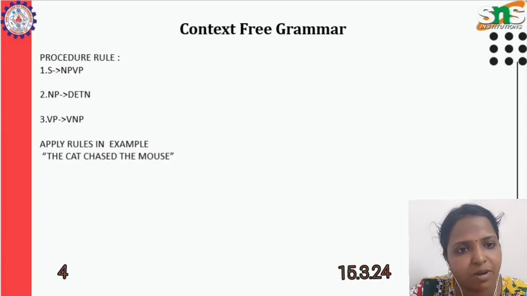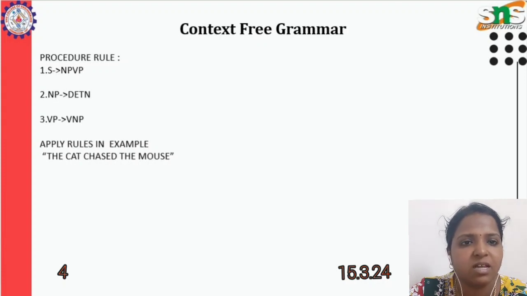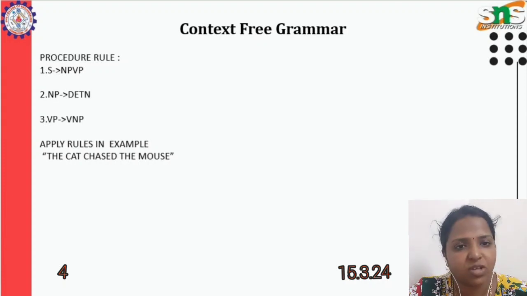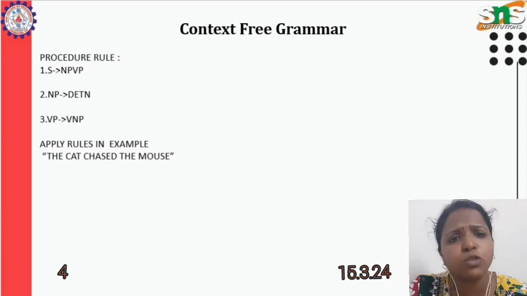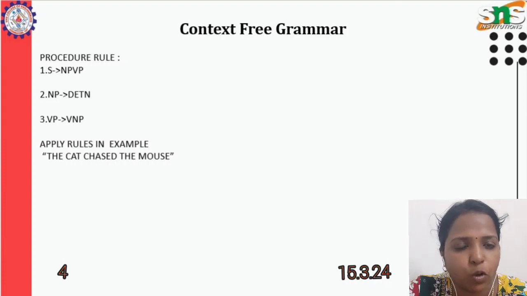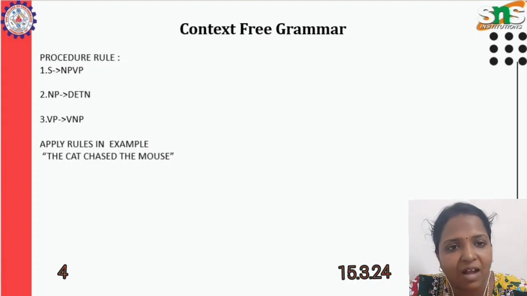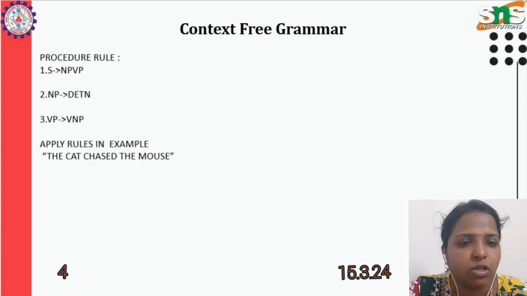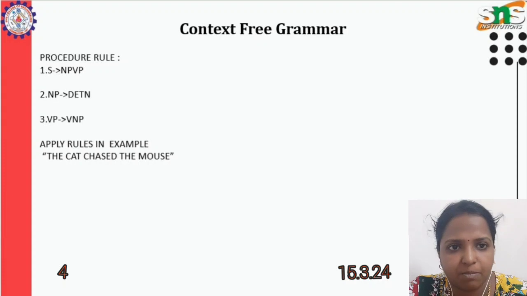Let me take a simple example: The cat chased the mouse. Let's take the first rule and apply it to my example. The first rule says we should have the noun phrase followed by the verb phrase. Yes, we have the noun phrase, the cat, and it is followed by the verb phrase, chased the mouse. Obviously, the first rule has been satisfied by my example.